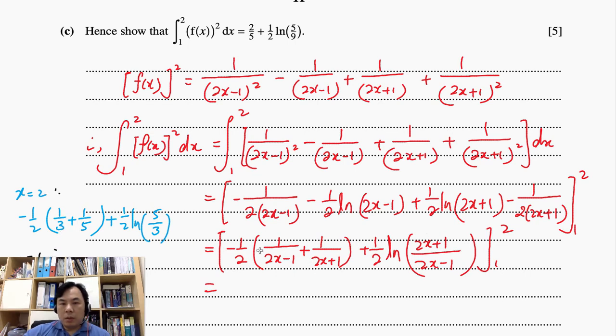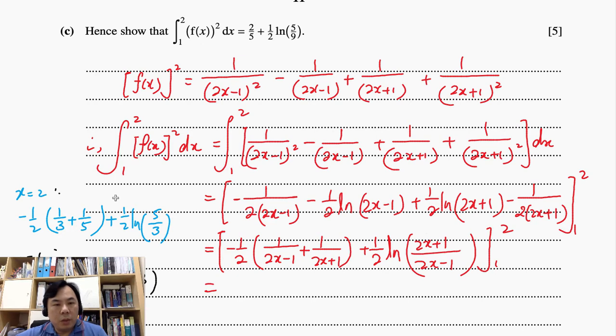Okay, so when x is equal to 1, I have negative half. That is a 1. That is a 3 plus a 1, a 1, a 3, a 1, a 1. So there's 3 here. Okay.